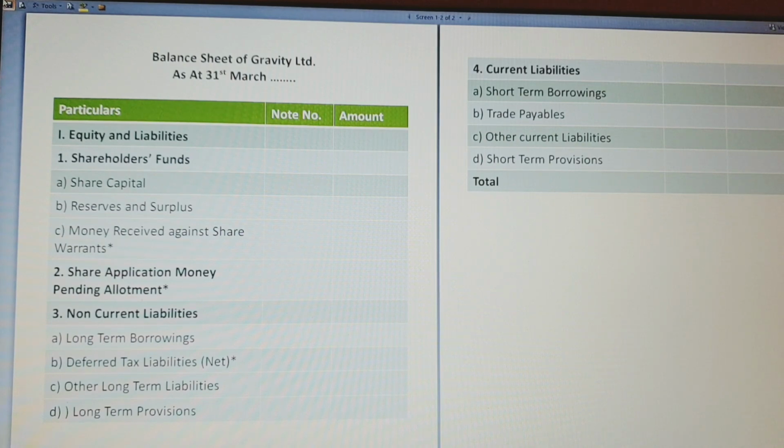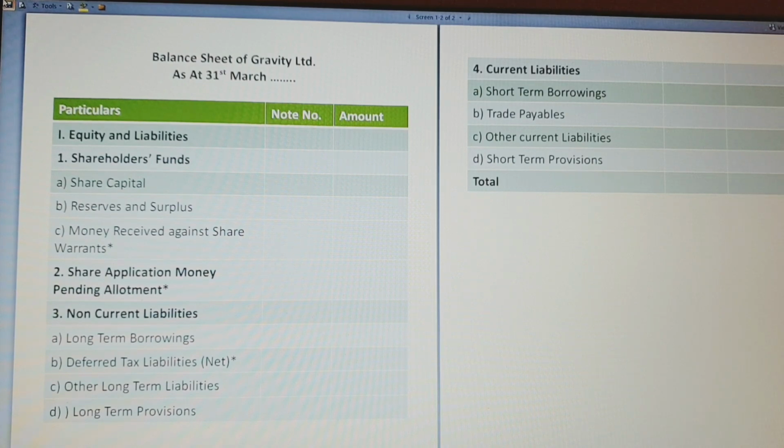Okay, be it capital profit, revenue profit, any type of surplus, any type of reserve is mentioned under this heading. We can have examples like general reserve, capital reserve, securities premium reserve, or any reserve fund, all those mentioned there under reserves and surplus. This is also a part of shareholders' funds because this is created out of profits.